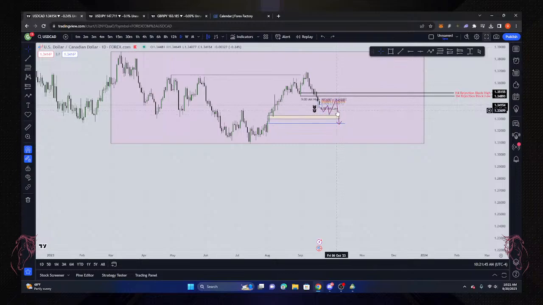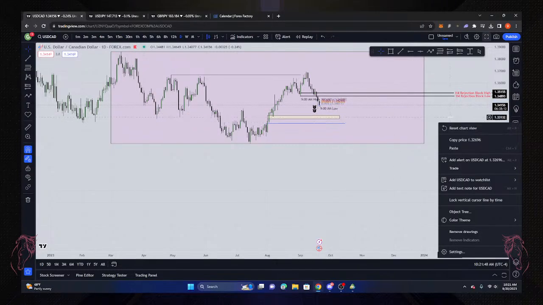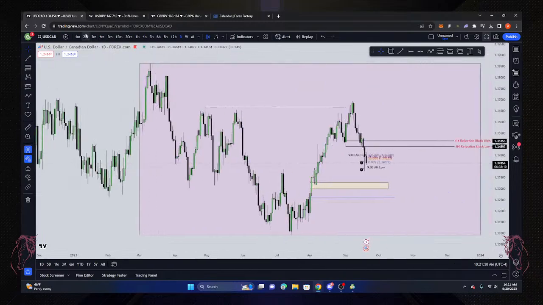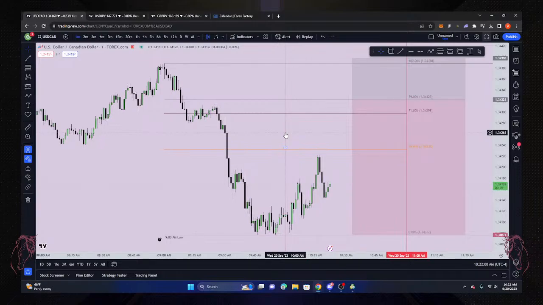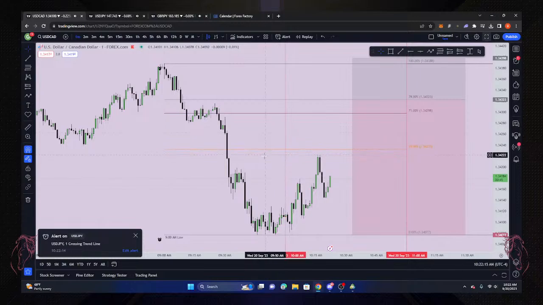So for now, what I'm doing is waiting to see what happens during New York session, AM session, kill zone hours. If price offers us an opportunity, I will take it. If it doesn't offer us an opportunity, I'm going to see what happens during PM session. And if no opportunity is taken, then no trade for the day. So what? Move on to the next day. The market will always be here. There will always be a trade.